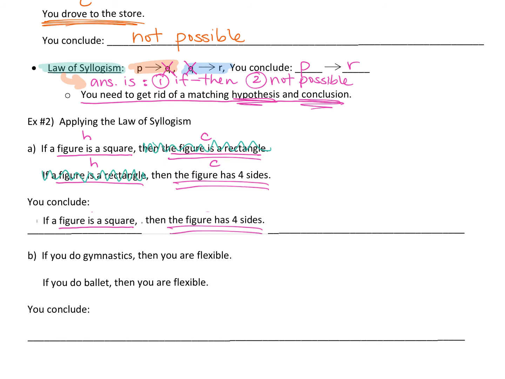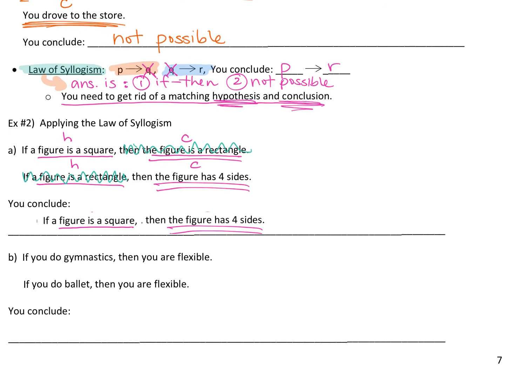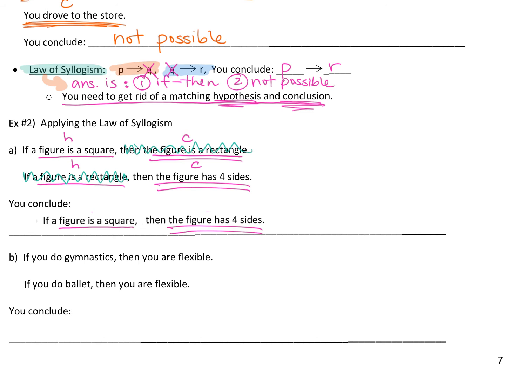Reverse order. So then it says, if a figure is a rectangle, it will have 4 sides, which is true. A rectangle has to have 4 sides. It's a quadrilateral, okay? Because these are the same, we can take them out and say, if this, then this. Yeah, square is always a rectangle. A rectangle is not always a square.